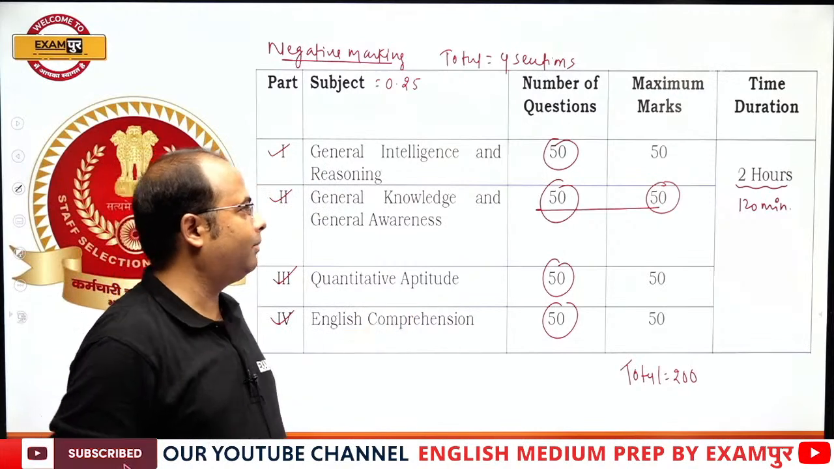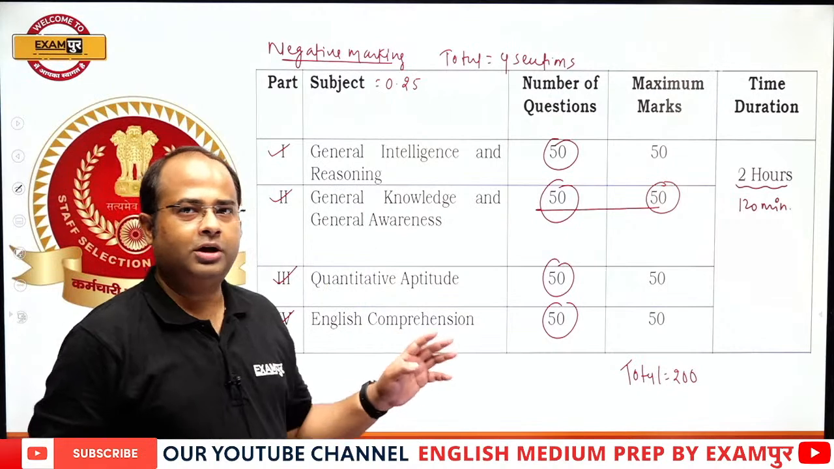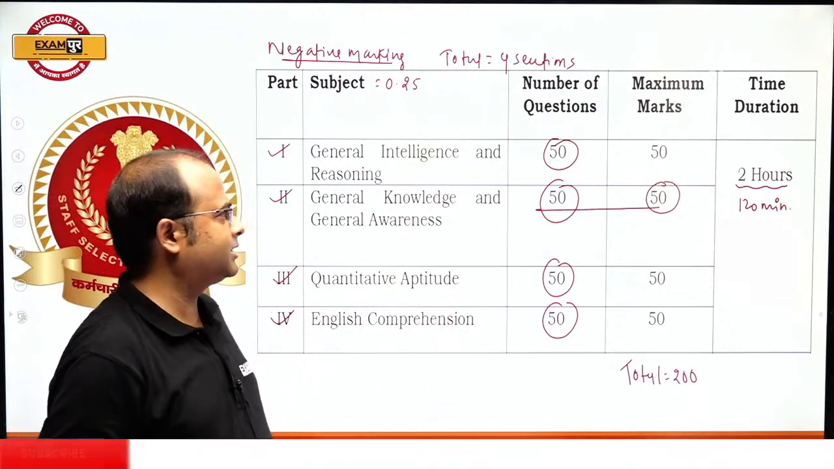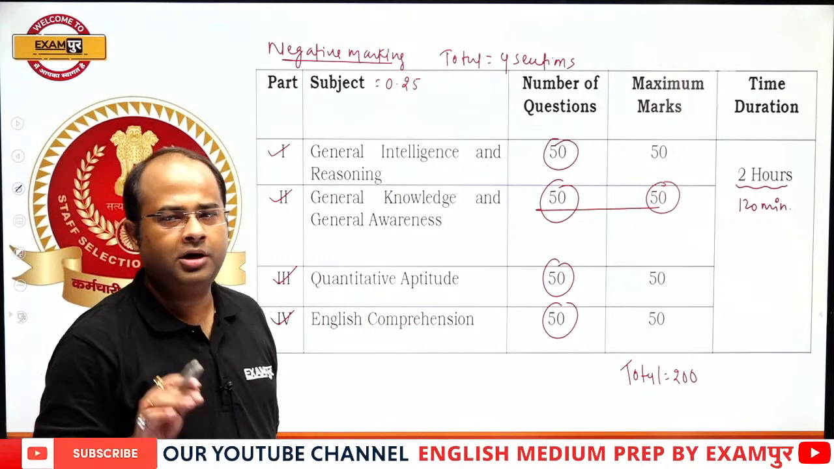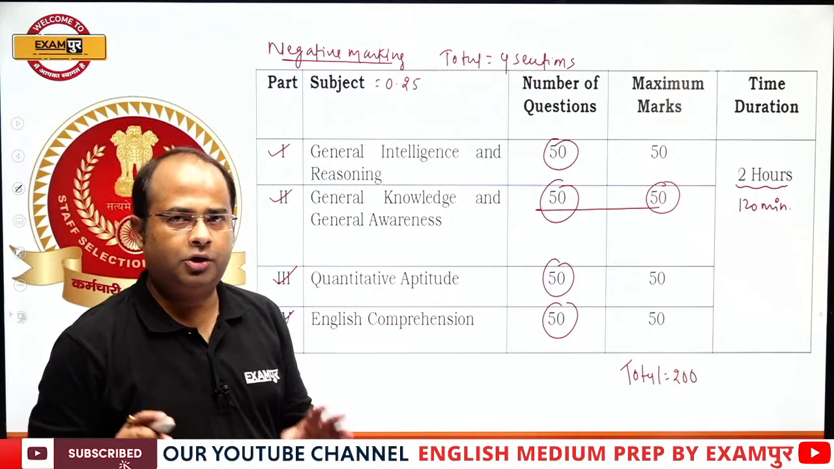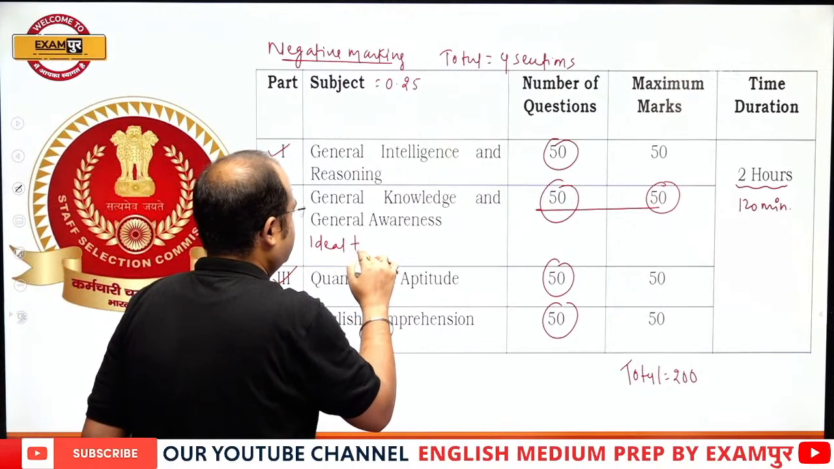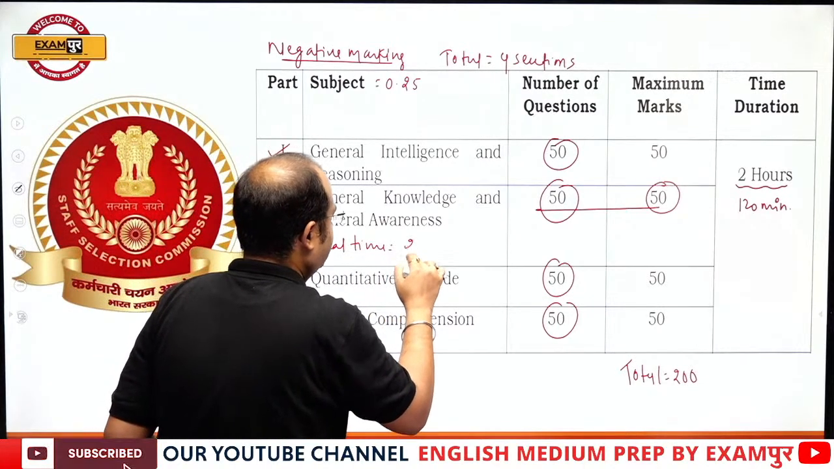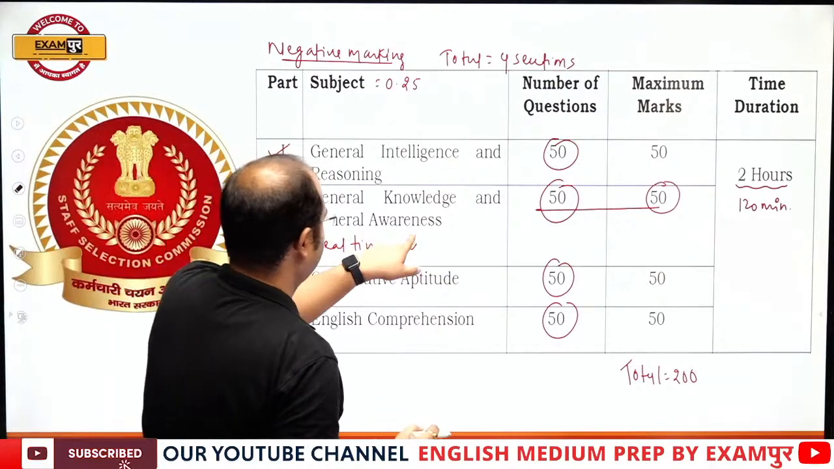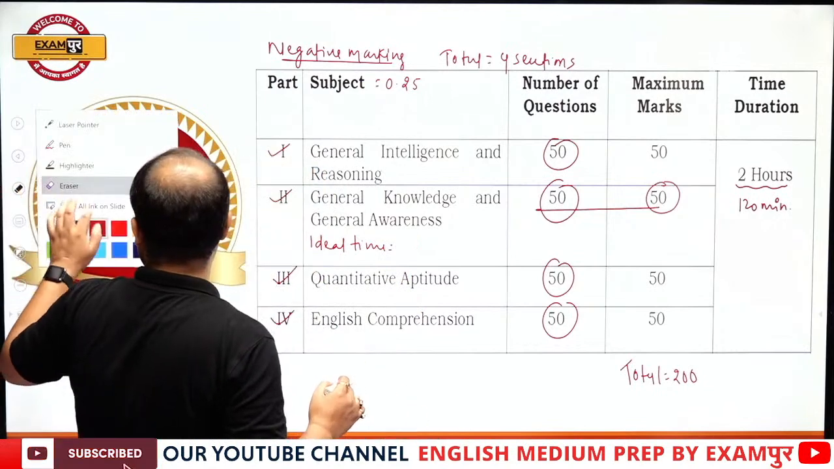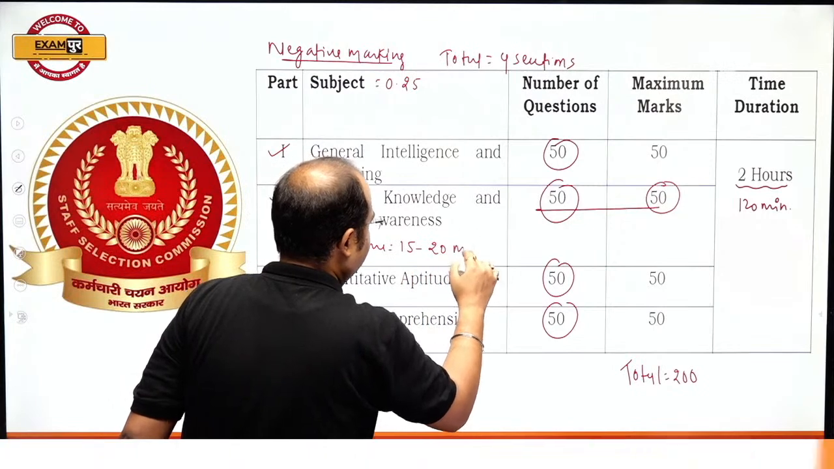And if I talk about the general knowledge section, there are a total of 50 questions and 50 marks, but I will suggest that the ideal time to solve these 50 questions is between 15 to 20 minutes. So within 15 to 20 minutes you can solve this section.